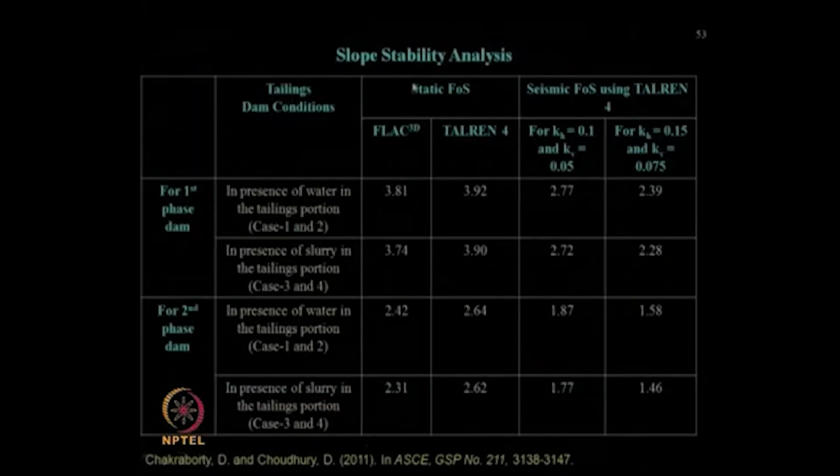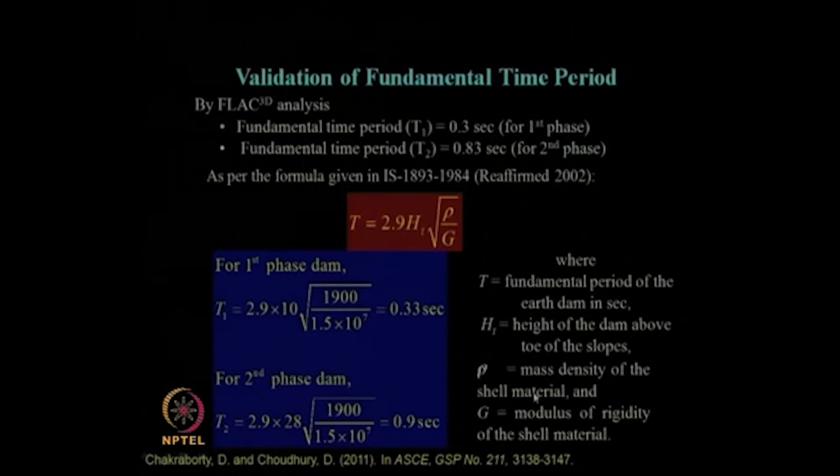So, this is the slope stability analysis using the software, that is FLAC 3D and Talren 4, using that for first phase and second phase of dam for different cases or different combinations. The static factor of safety as well as seismic factor of safety are obtained. So, if seismic factor of safety is more than 1.15, then it is safe, right. In all cases, we got it safe for the given input value.